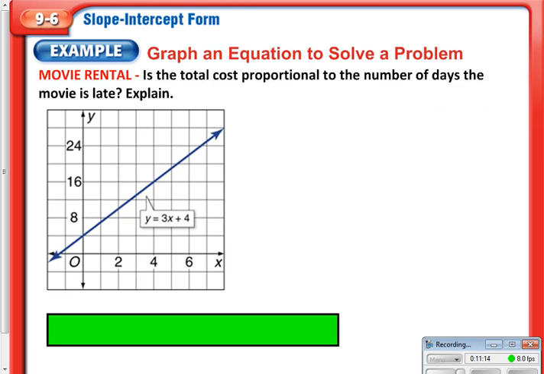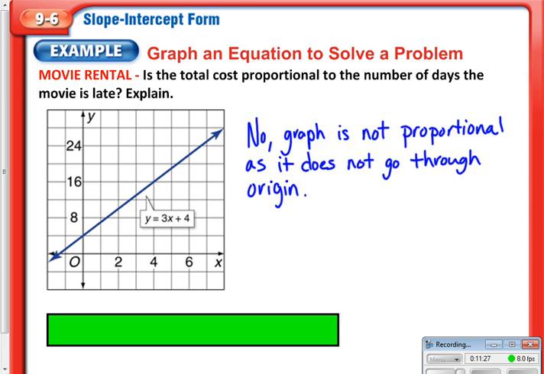The last question says, is the total cost proportional to the number of days the movie is late? Explain. Well, there are 2 explanations that you could actually take here. One explanation that works, since it's already graphed, is you can say no, the graph is not proportional, as it does not go through the origin. Remember, proportionality and direct variation go through the origin.